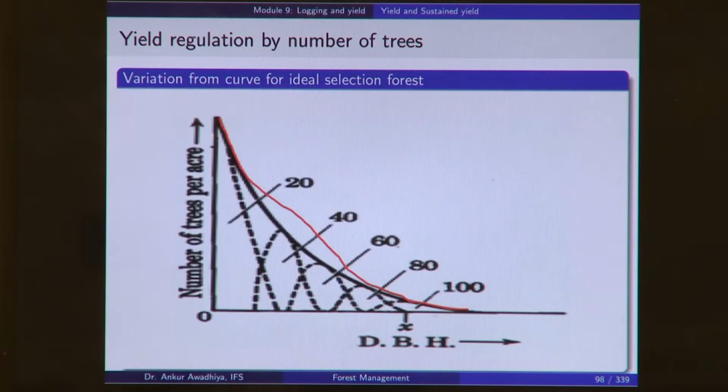Then the next method is yield regulation by the number of trees, in which case we plot the curve for a normal forest, we plot the actual field situation, and there in the ND curve we can see, for each and every diameter class, how many trees can be extracted to bring our forest close to the normal forest.